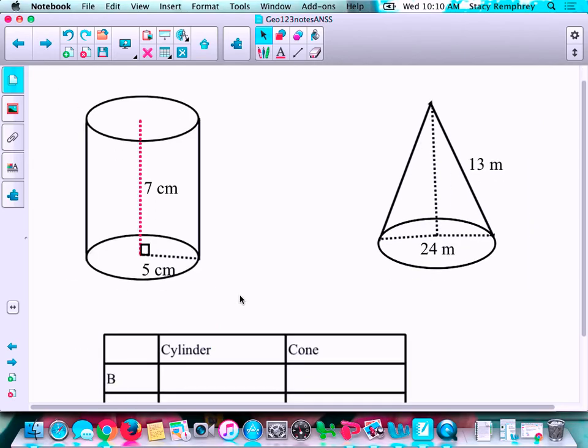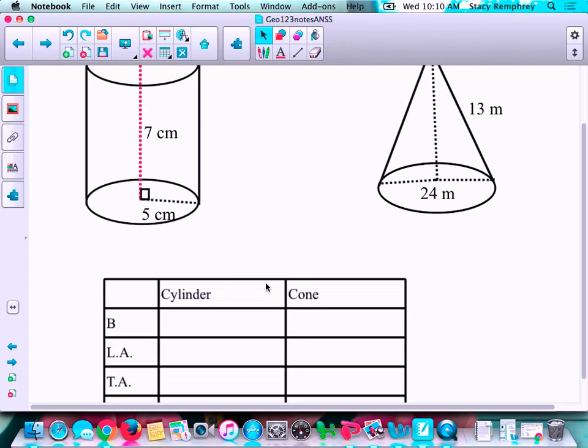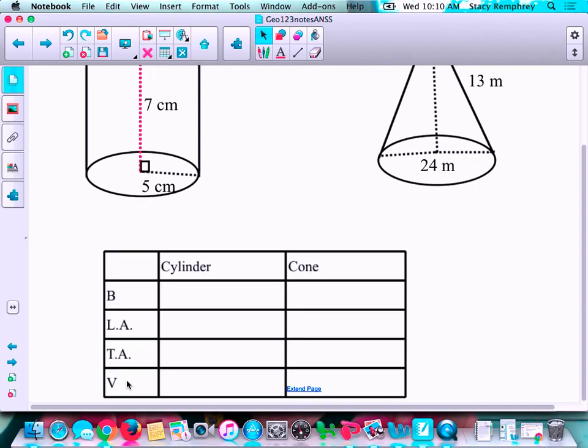So here we have a cylinder and a cone, and you can write those measurements down. In this, the radius is 5, and the diameter of the cone is 24. These are the heights. And so you're going to find the area of the base, that's big capital B, lateral area, total area, and volume for each of these figures. So I'm going to ask you to push pause, work through those, and then you can come back and check your answers.